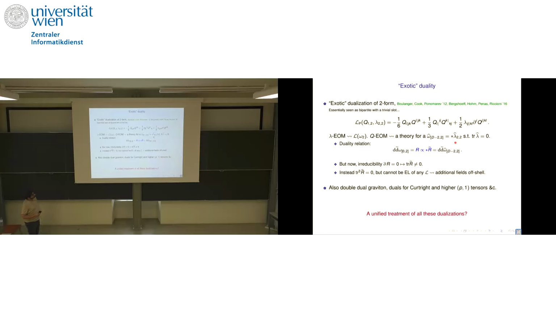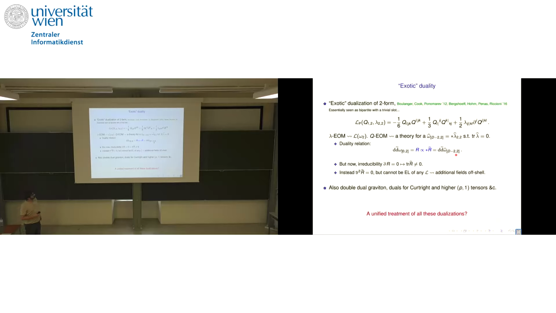Now, in that case, the duality relation on shell is a little bit different. So it is actually not very different. It's the same, the blue part. It is again an exchange of R with its partial star. But this time, this R here is a 1,3 tensor, right? And this R hat here is related to this d minus 2,2 field. So the fields change.